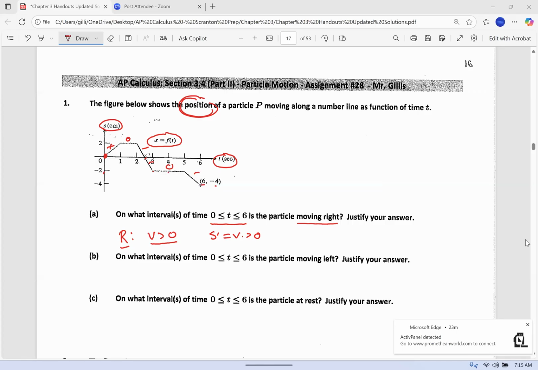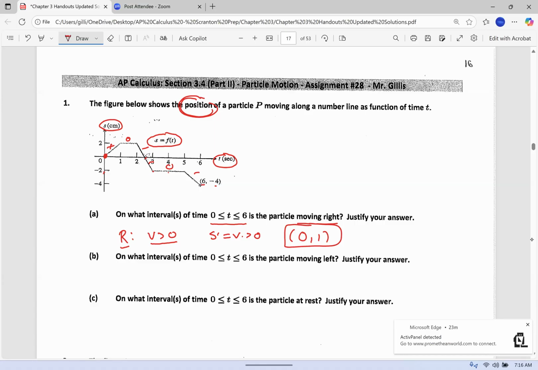So when are my slopes positive here? It looks to be only from 0 to 1. And we're going to avoid the endpoints there, so we're just going to have open parentheses.